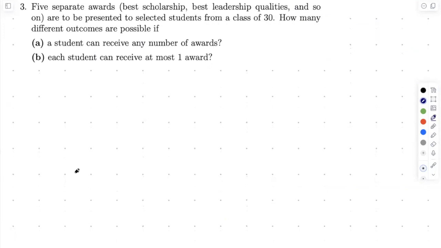The question here is five separate awards, best scholarship, best leadership qualities, and so on. There are five types of award. You can give them to students from a class of 30. There are 30 students available. How many different possibilities are there?